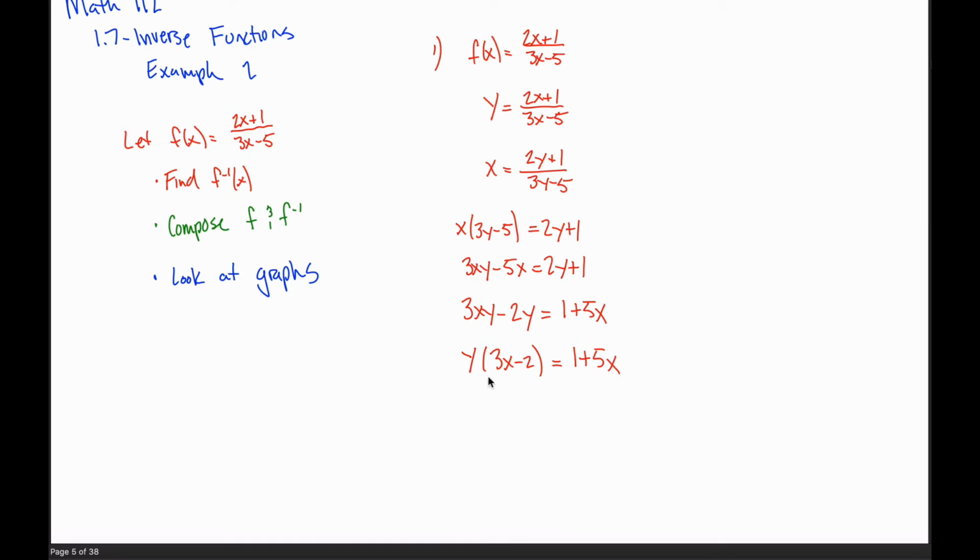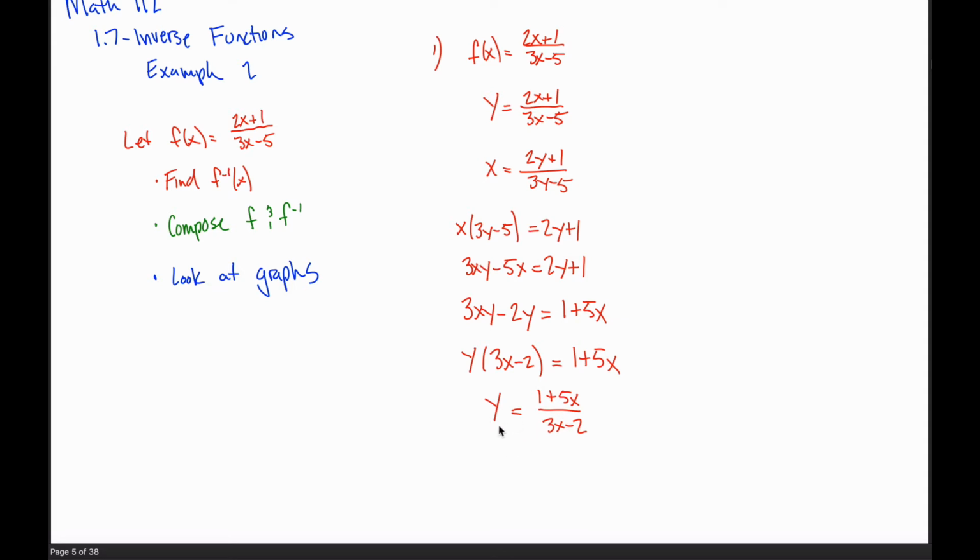How do you get rid of stuff? Well, it's divide by 3x minus 2 because the 3x minus 2 is being multiplied by this y. If I divide both sides of the equation by 3x minus 2, I'll get 1 plus 5x divided by 3x minus 2 is equal to y. At this point, all the heavy lifting is done.